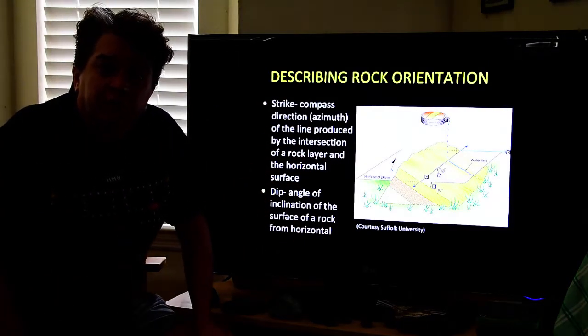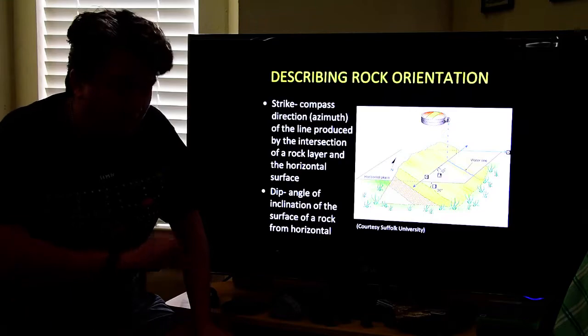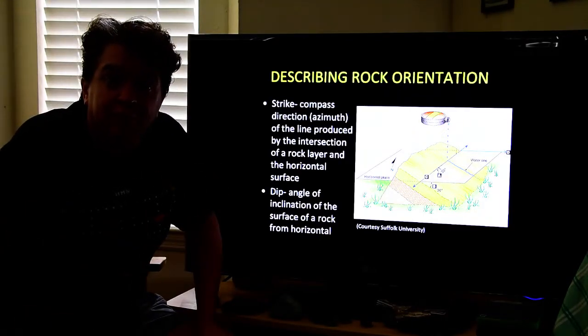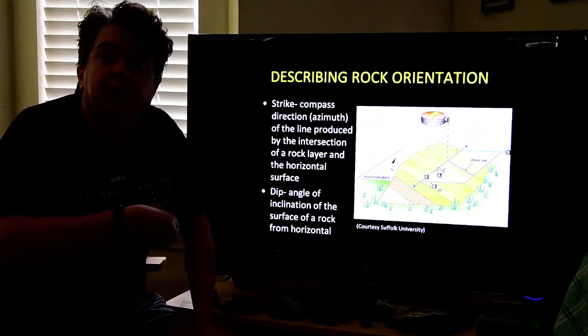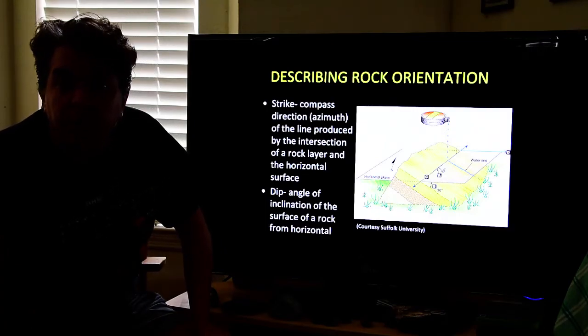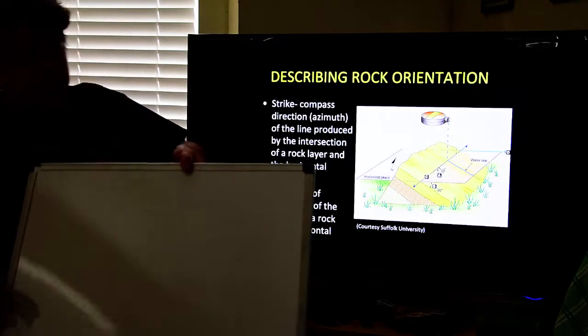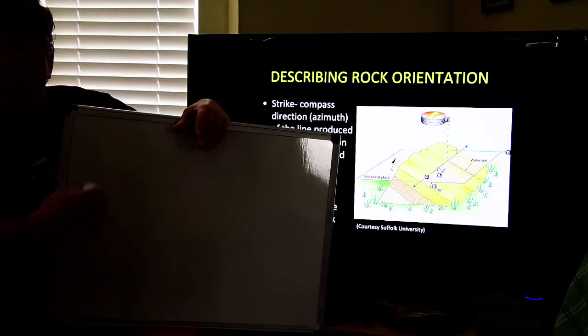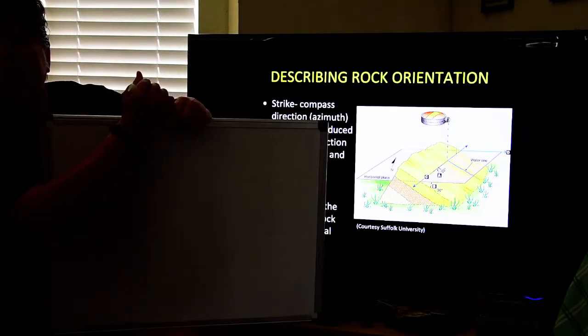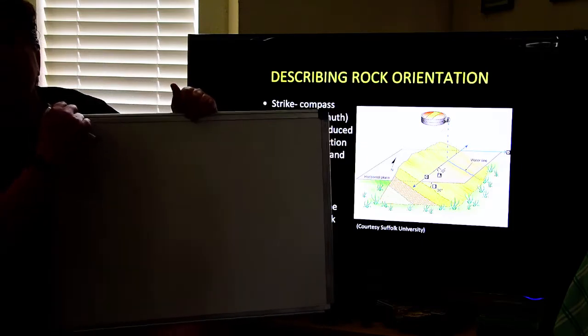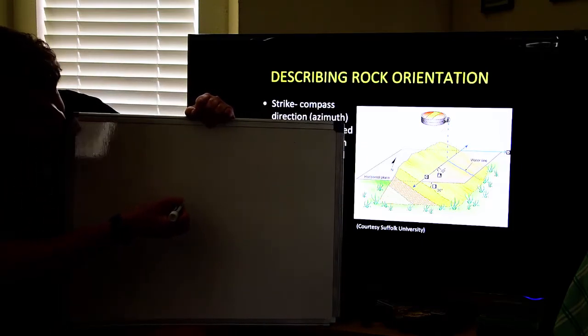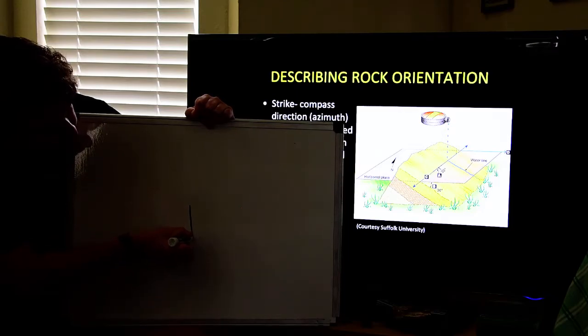In geology, we use maps all the time, and maps are these nice little flat 2-dimensional things, yet we're describing 3-dimensional rock orientations on there. And so when we use maps and want to describe rocks in 3 dimensions, we use symbols. And the symbol for strike and dip that we use looks like this.